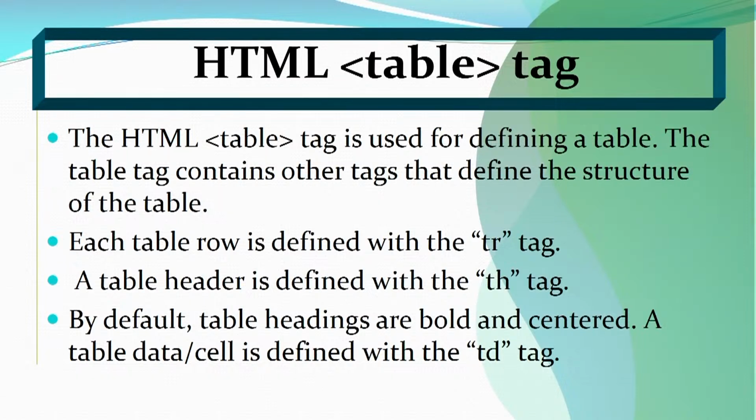The table tag contains other tags that define the structure of the table. Each table row is defined with the tr tag. A table header is defined with the th tag, and all the table headings are bold and centered initially, and you can also format them with different attributes which we have learnt already. We can make them bold, colored, or underlined. Every formatting we can apply to it, and table data is defined with the td tag.